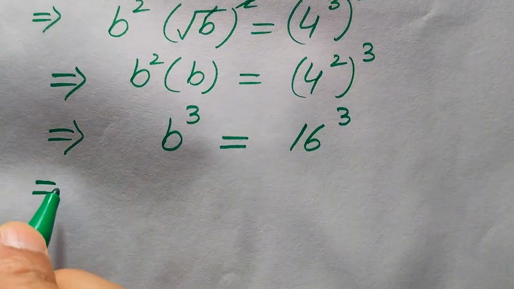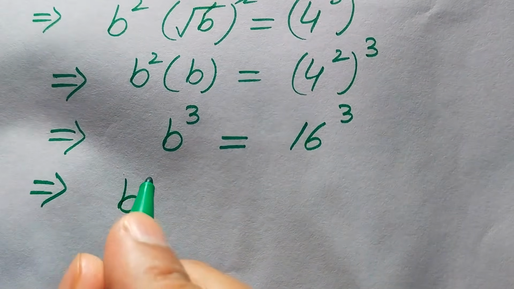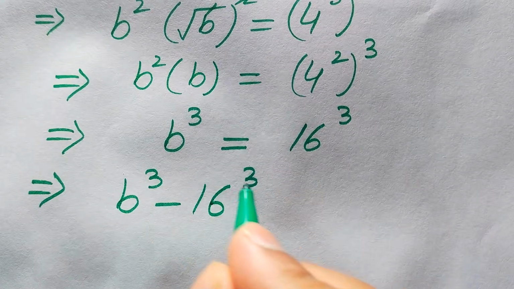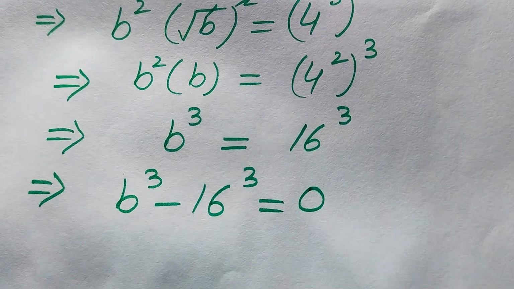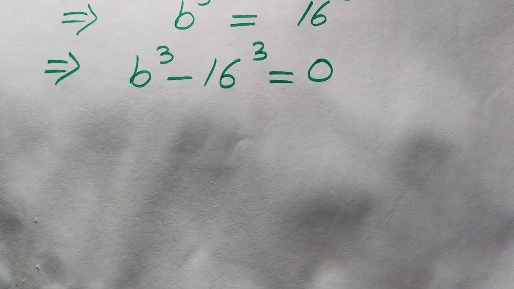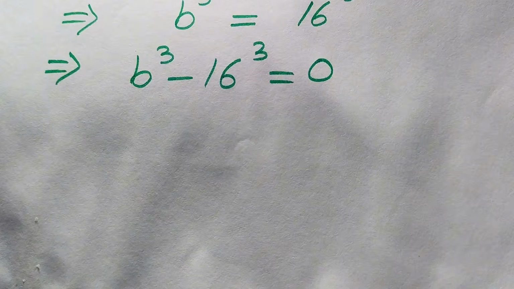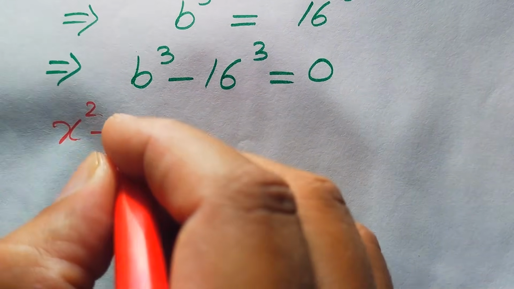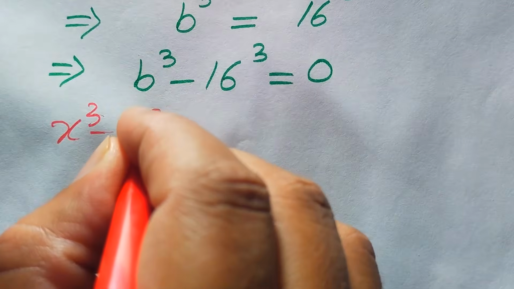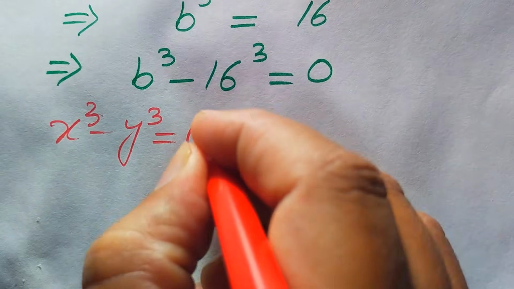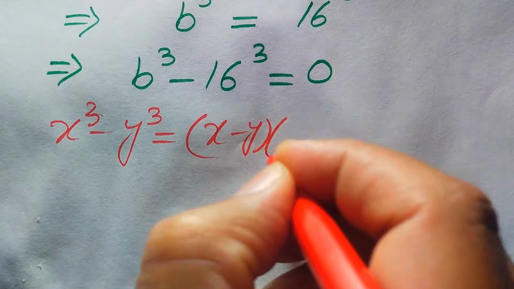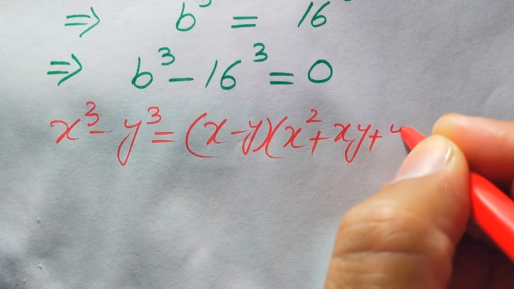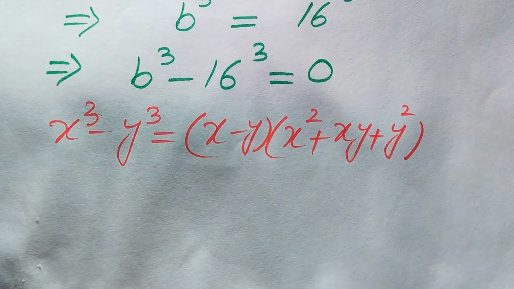And now we move the term 16 cubed from the right hand side to the left hand side, and it becomes b cubed minus 16 cubed, and this whole equation is equal to 0. So here we use the nice cubic formula. You know that x cubed minus y cubed is equal to x minus y times x square plus xy plus y square.